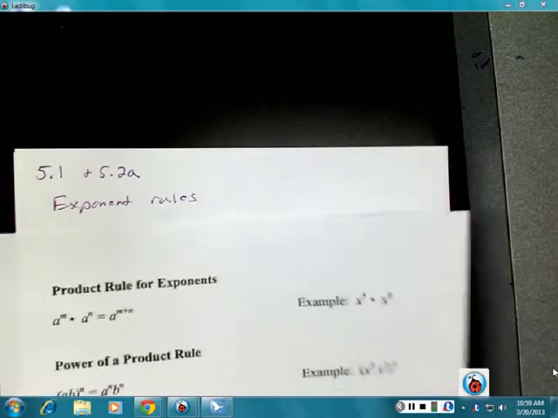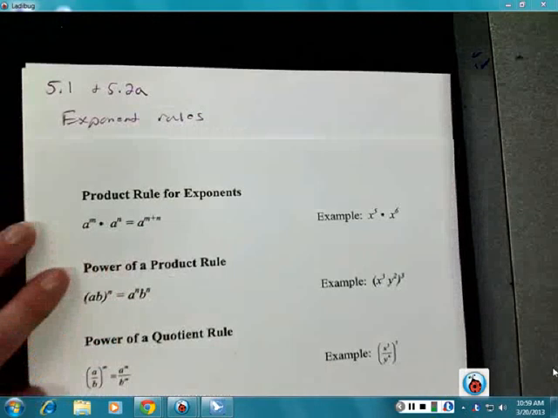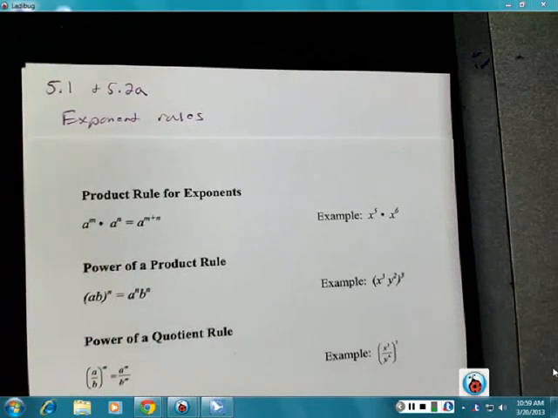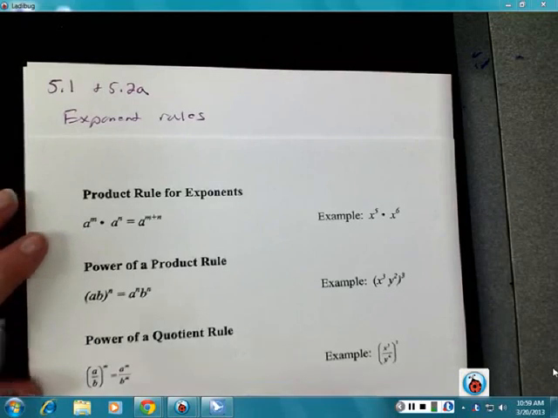So you have all those on one sheet. That's what the sheet I just handed out to you happens to be, because this has every exponent rule that we are going to deal with in 5.1 and 5.2a. 5.2b is scientific notation, and we'll get to that next time when we get around to doing some videotaping.